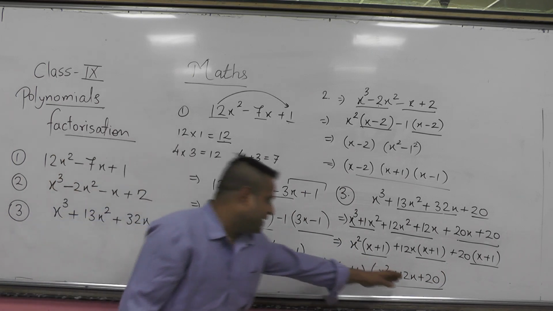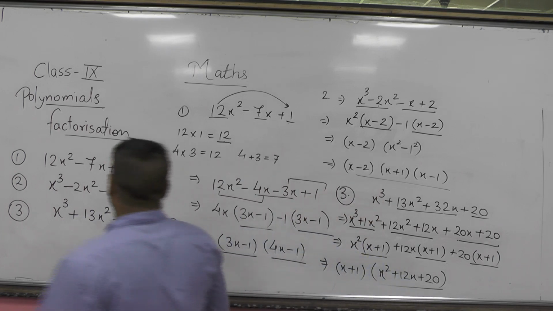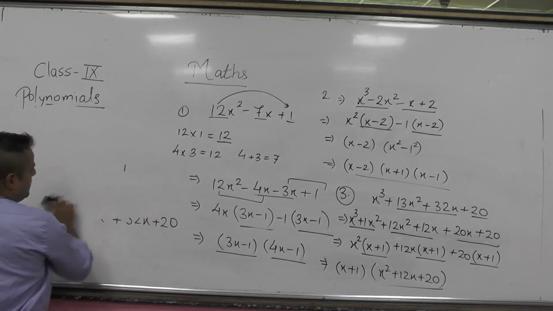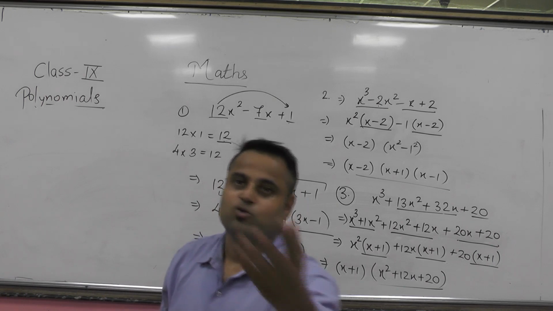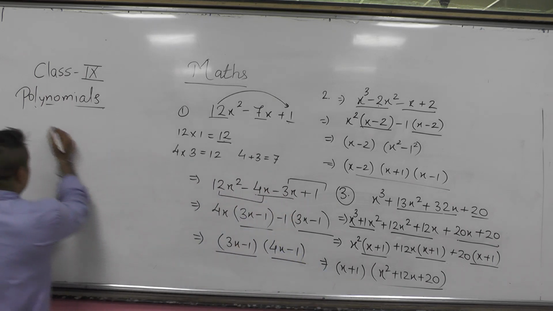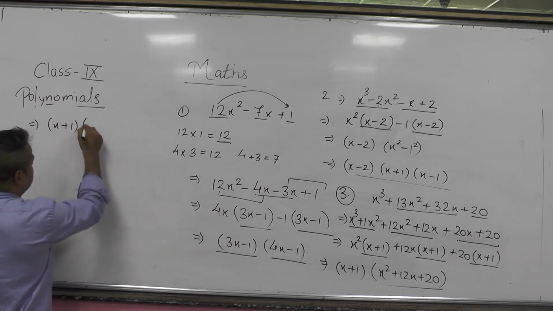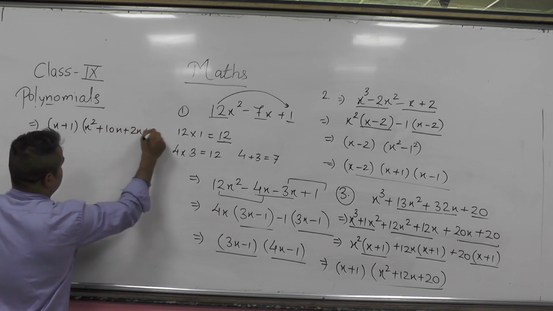Okay, now 20, what factors does 20 have so that we can get 12? It's not 5 4s, no, it is 10 2s. 10 2s are 20, and 10 and 2 make 12. So how are we factorizing it? x plus 1 will remain. Now x square, we can write 12x as 10x plus 2x plus 20.